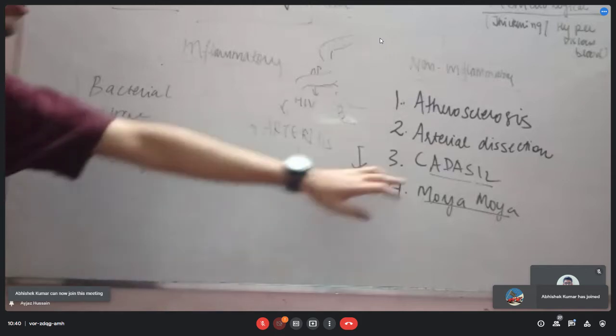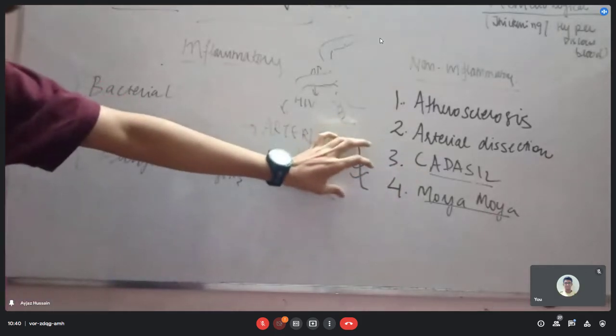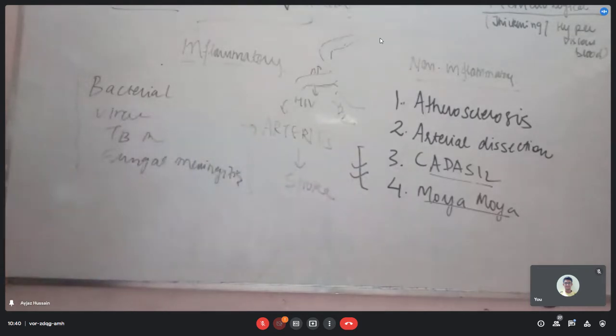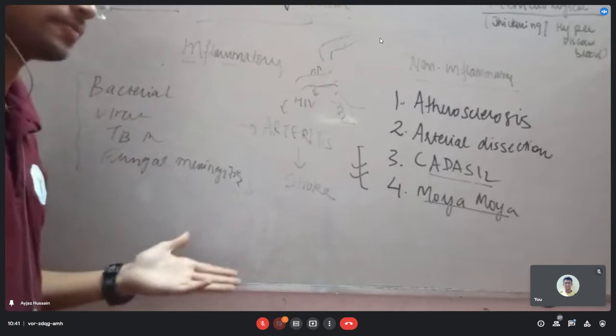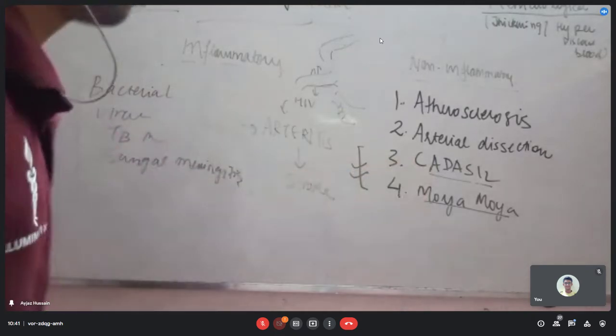The next one is CADASIL and Moyamoya. These are the reasons for stroke in the young. CADASIL and Moyamoya, these are again involvement of the blood vessel without established inflammation. This is seen more in children, and this is an idiopathic type of vessel involvement.